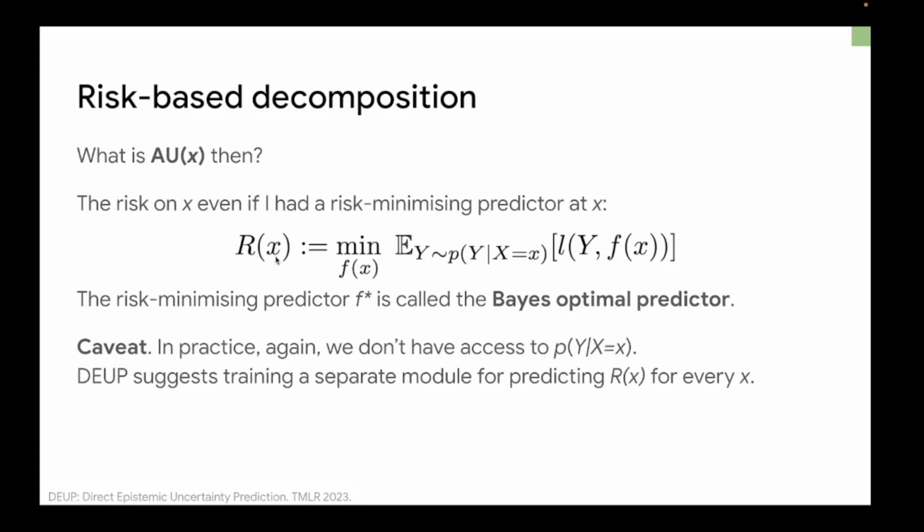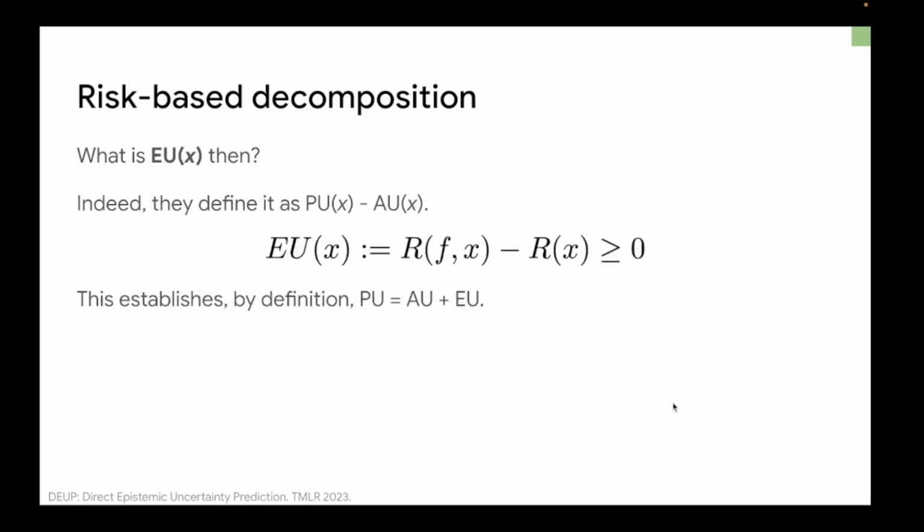Again, in practice, for obtaining this value, you need access to y. And we don't have that in many cases. So what this paper suggests is to, again, train a separate model for predicting R of x, or AU of x, for every x. Okay. So now, again, EU of x is defined as the difference between PU of x and AU of x. Okay. And that's supposed to be bigger than or equal to 0 in any case, because R of x is essentially the minimal value of R of f and x. Okay.